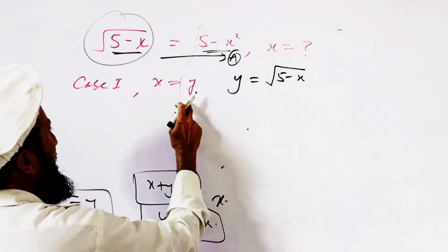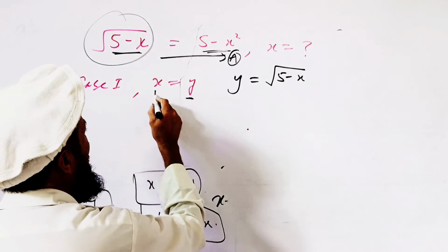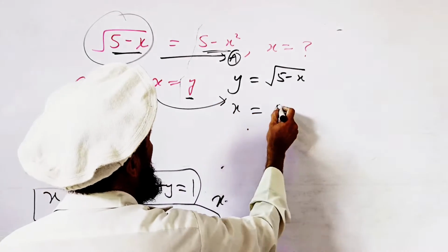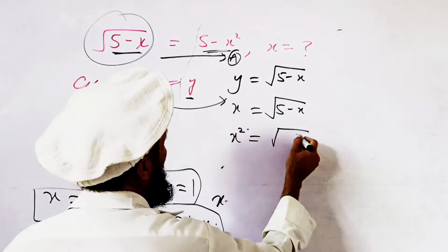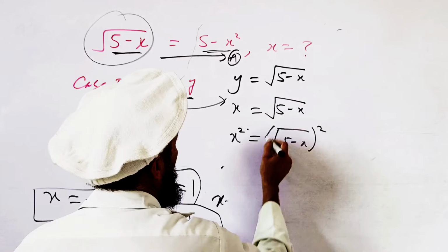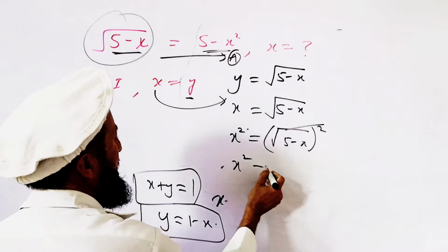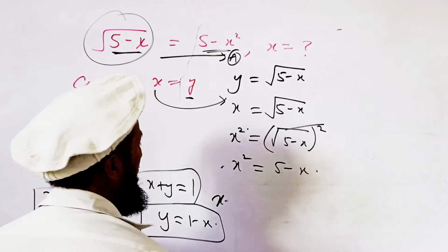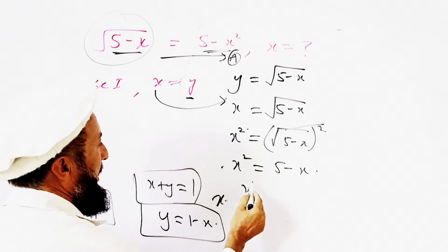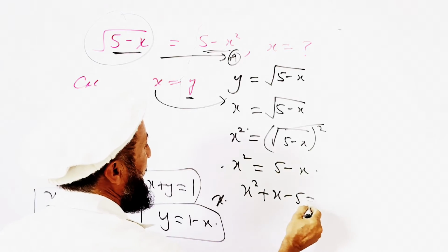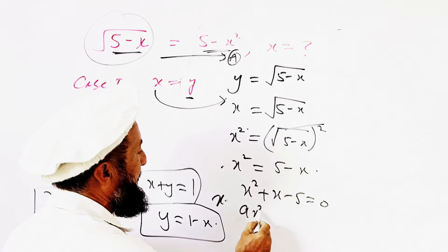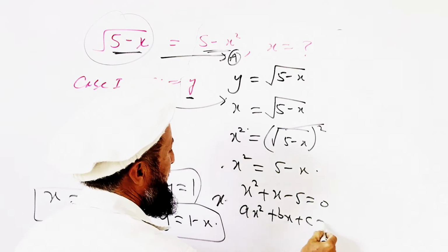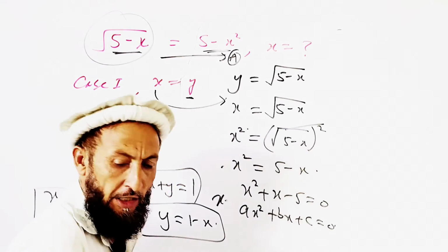In the place of y we put x, so x is equal to the square root of 5 minus x. Taking the square on both sides, the square root and square cancel, and we get x square is equal to 5 minus x. Now we arrange the terms: x square plus x minus 5 is equal to 0. We have the form of the quadratic equation ax square plus bx plus c is equal to 0. We apply the quadratic formula.